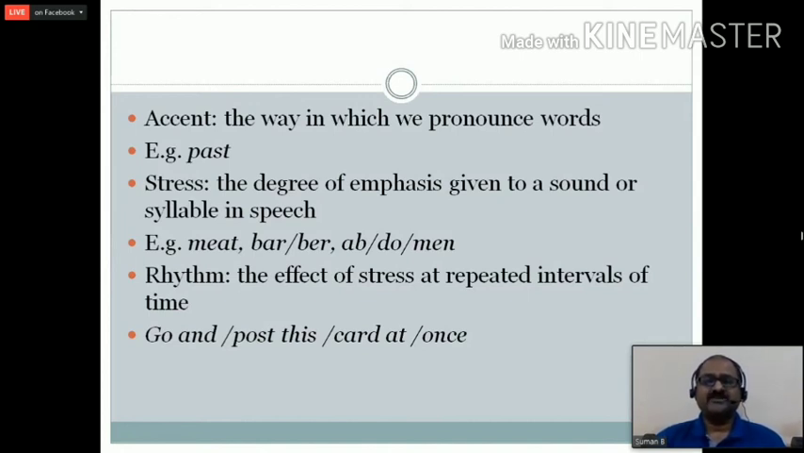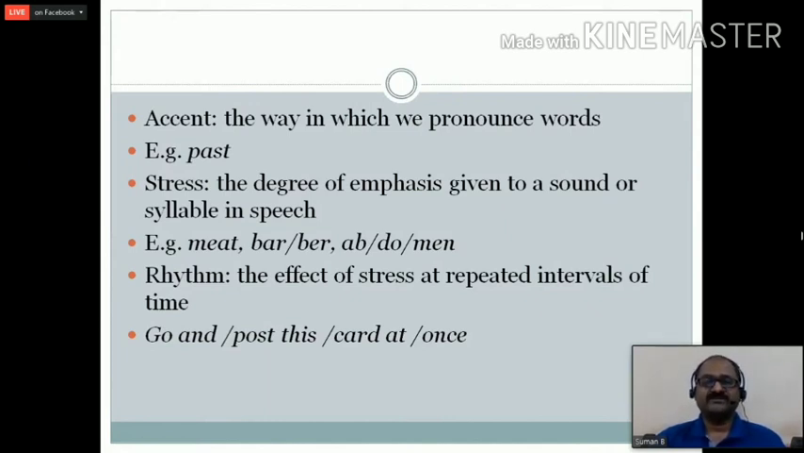But instead of past, if you say, for example, in a language where F is a dominant sound, if you say fast, it sounds like the English word fast, as in running fast. So it can easily affect your meaning. So this is how acceptability can play an important role when it comes to spoken English or the way we pronounce words.